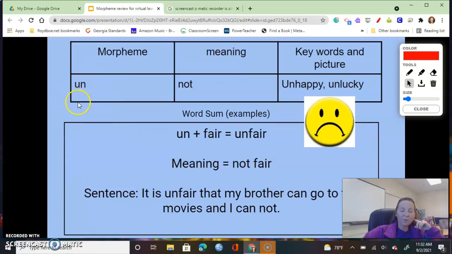Now we have the prefix, which goes at the beginning of a word: un, meaning not. Some examples are unhappy and unlucky. Here is a word sum for un. Un plus fair is rewritten as unfair. The meaning is not fair. A sentence: it is unfair that my brother can go to the movies and I cannot.